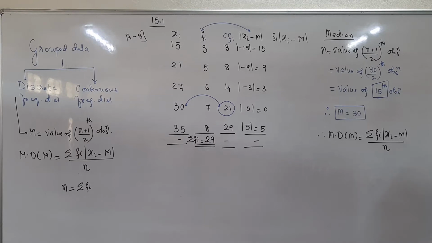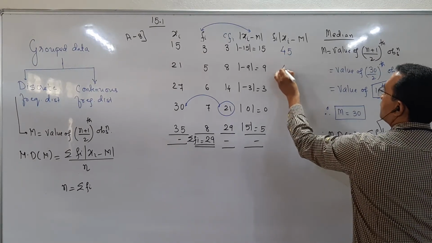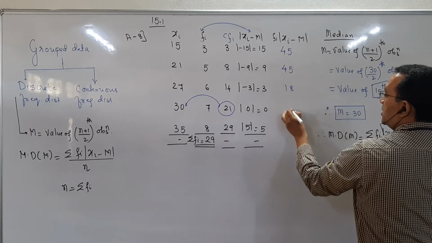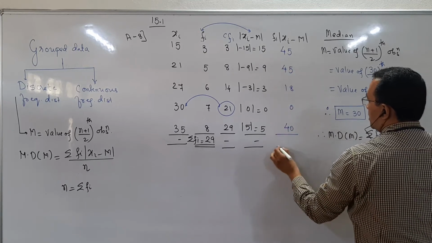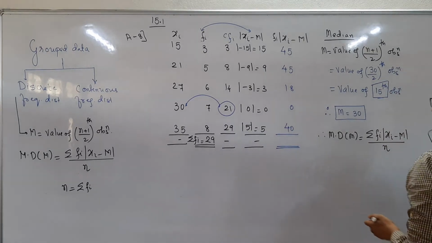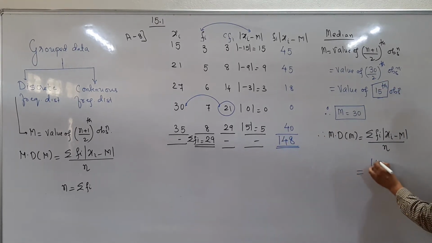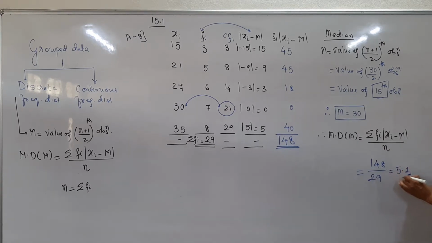Now, the next step, students, is to multiply fi into mod xi minus M. 15 3s are 45, 9 5s are 45, 6 3s are 18, 0, and 8 5s are 40. If I total it, it is 148. So mean deviation with respect to median will be 148 divided by 29. So the final answer is 5.1. That's all, students.